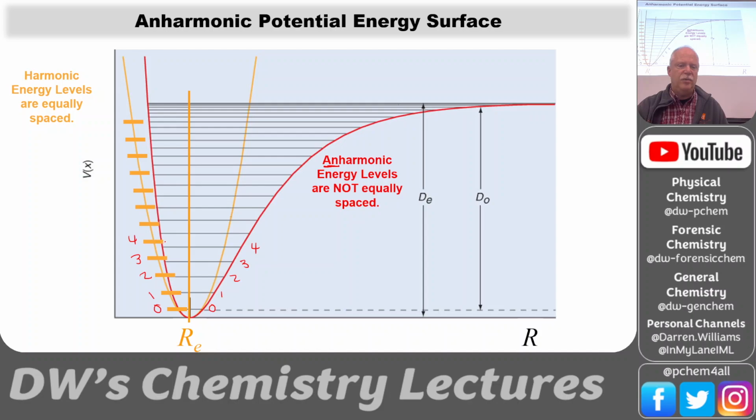You can see there's a pretty big gap between 4 for the harmonic oscillator and 4 for the anharmonic potential. And it just gets worse. In fact, the energy levels converge. At this dissociation limit, essentially the energy levels touch. You can't tell the difference between them.